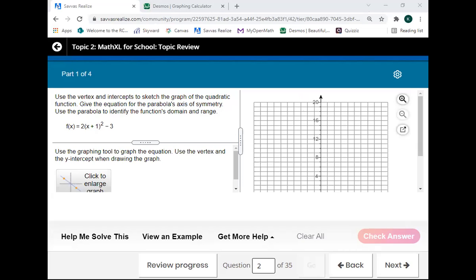Topic 2 review here. Problem number 2. Topic 2 review means this is 2.8.2. And there are 4 parts.